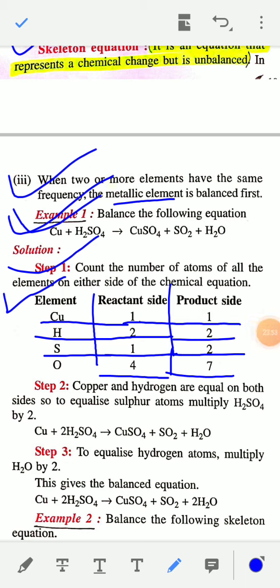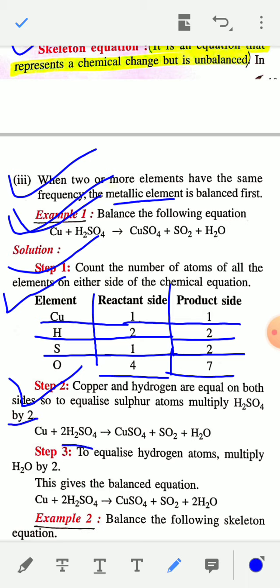Okay, now see, the number of copper and the number of hydrogen in the equation are equal. Normally you balance the metal first, that is copper, but here copper is balanced on both sides and hydrogen is also balanced, so it is not required to balance copper and hydrogen. First you have to balance sulfur, because sulfur is unbalanced in this equation. On the left side of the reaction there is only one sulfur, and on the right side 2 sulfur atoms. So to balance the sulfur, multiply H2SO4 by 2.